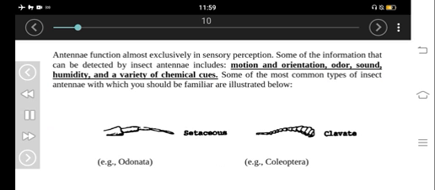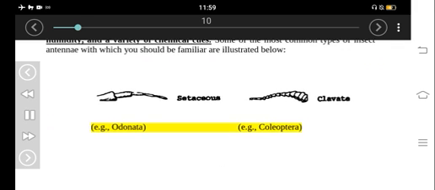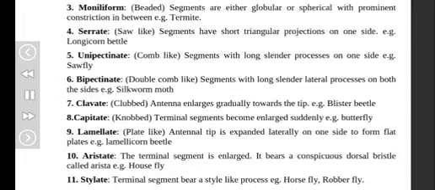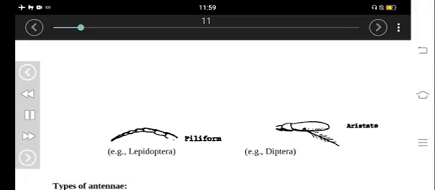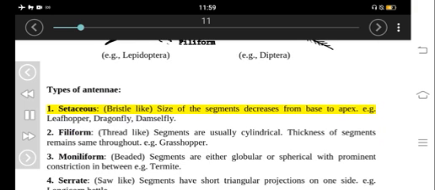E.g., Odonata, Coleoptera, Lepidoptera, Diptera. Types of antennae. 1. Setaceous. Bristle-like, size of the segments decreases from base to apex, e.g., leafhopper, dragonfly, damselfly. 2. Filiform.